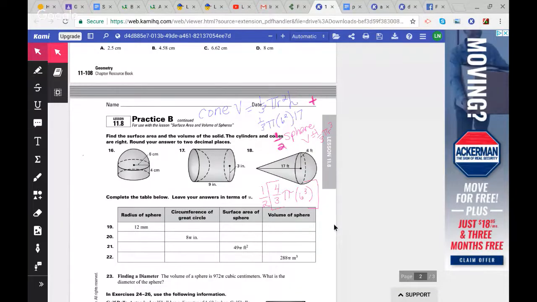basically like an ice cream cone turned sideways. So you're going to have the volume of a cone added together with half of a sphere. Okay. Because it's cut. So for the cone, it is the formula up here.